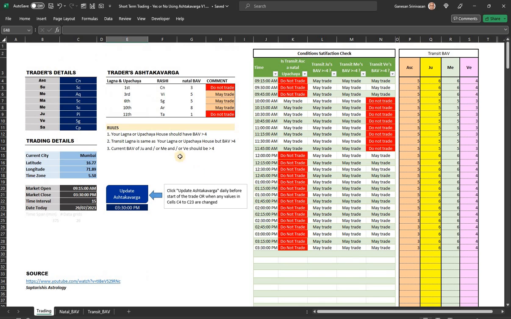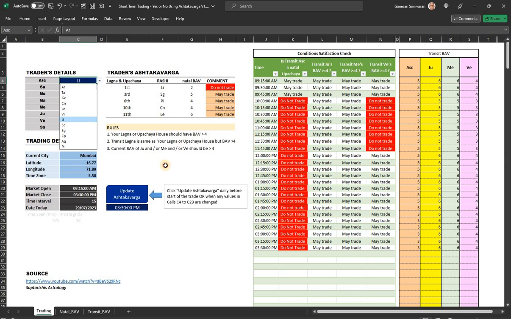Essentially, as I said, the only things required are the trader's details, which is his natal chart. One has to give where his ascendant is, where his Surya is, where his Chandra is. There is a drop-down menu here. You can choose where your ascendant is and all that. So you can choose these things, and in essence there is one criterion, the trader's Ashtakavarga score.